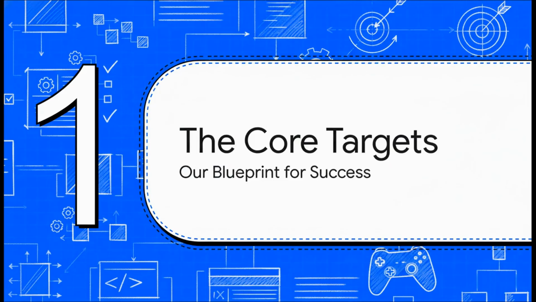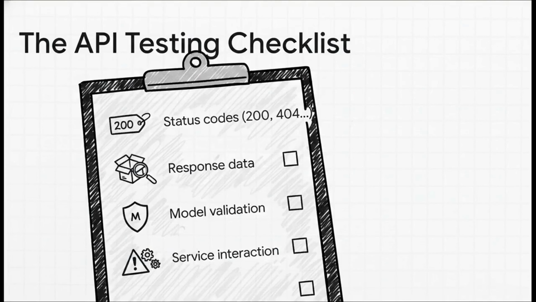Okay, so let's kick things off with our blueprint for success, the core testing targets. Before you even think about writing a single line of test code, you gotta know what you're aiming for. These are the absolute non-negotiables. Think of this as your pre-flight checklist for every single endpoint.